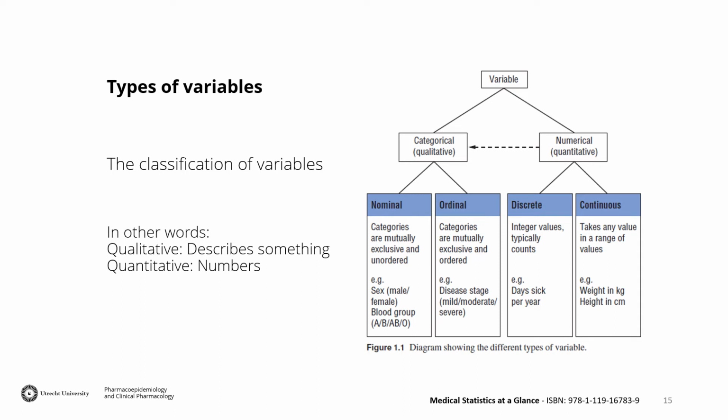And the continuous ones are numbers that can take any value in a range. That could be, for example, weight in kilos or height in centimeters. So those are the ways that we describe our variables.